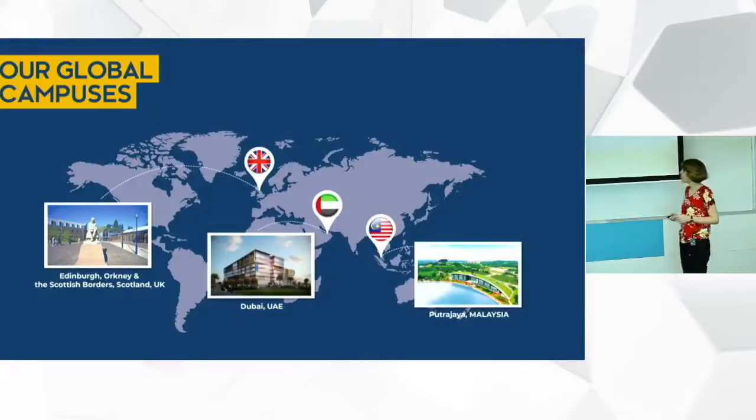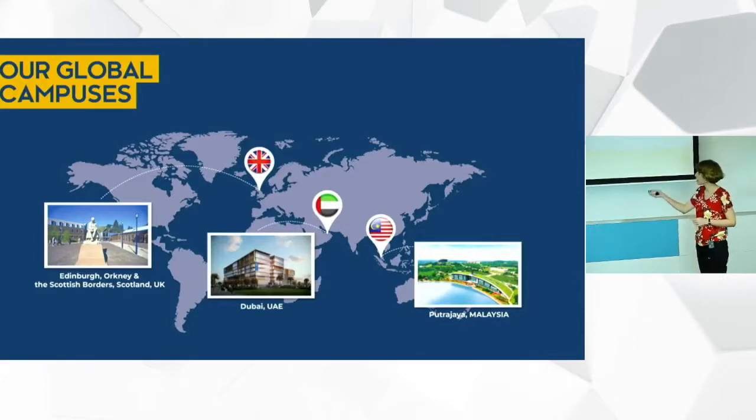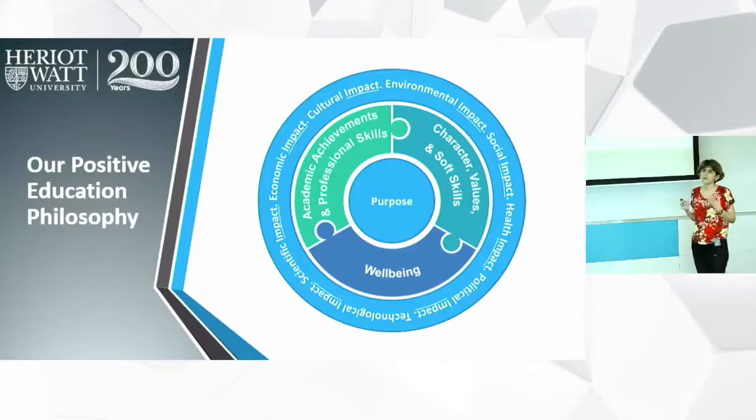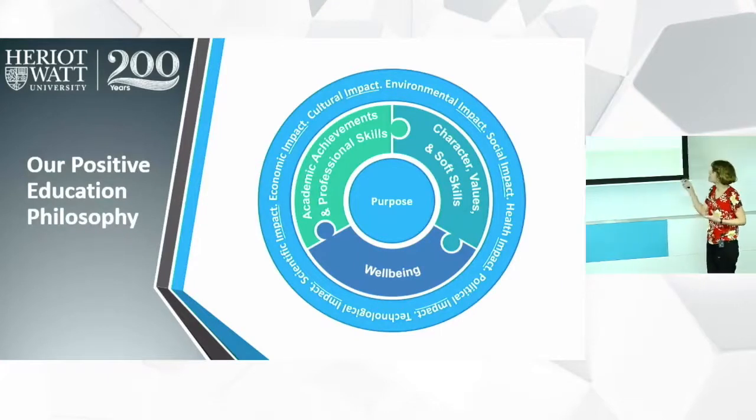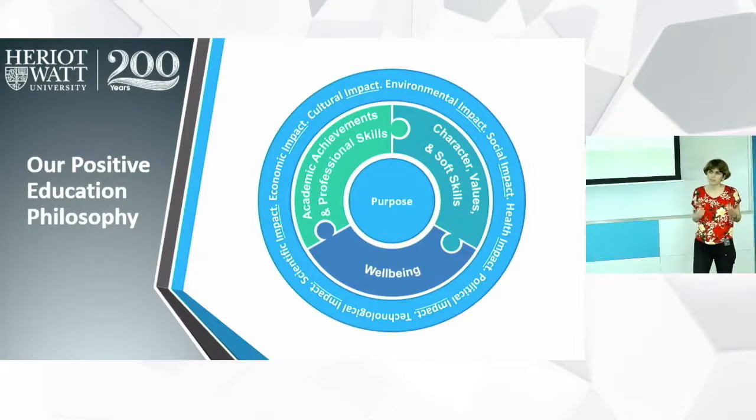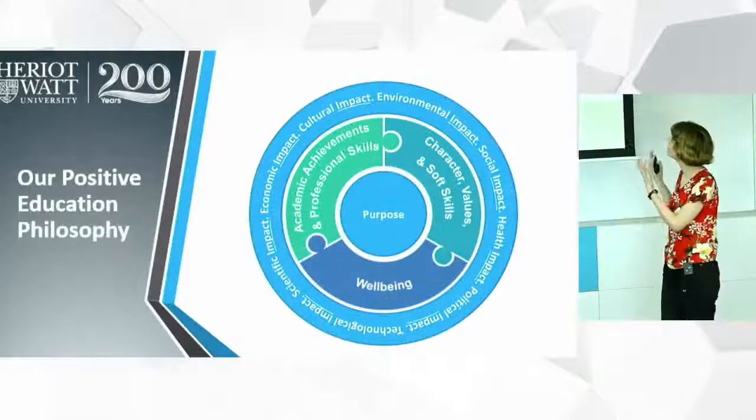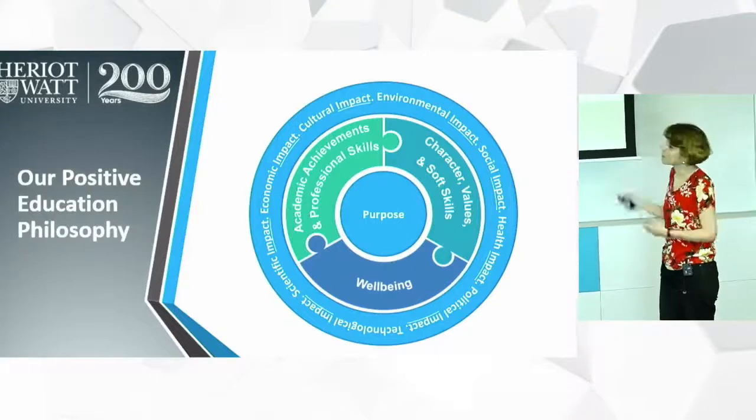We have 5 campuses in Malaysia, Dubai, and Edinburgh. And our education is built on a positive education philosophy, which means that we care about the well-being of our students and also the soft skills. It is important for us that our students learn how to have the right impact on the environment and on the society.